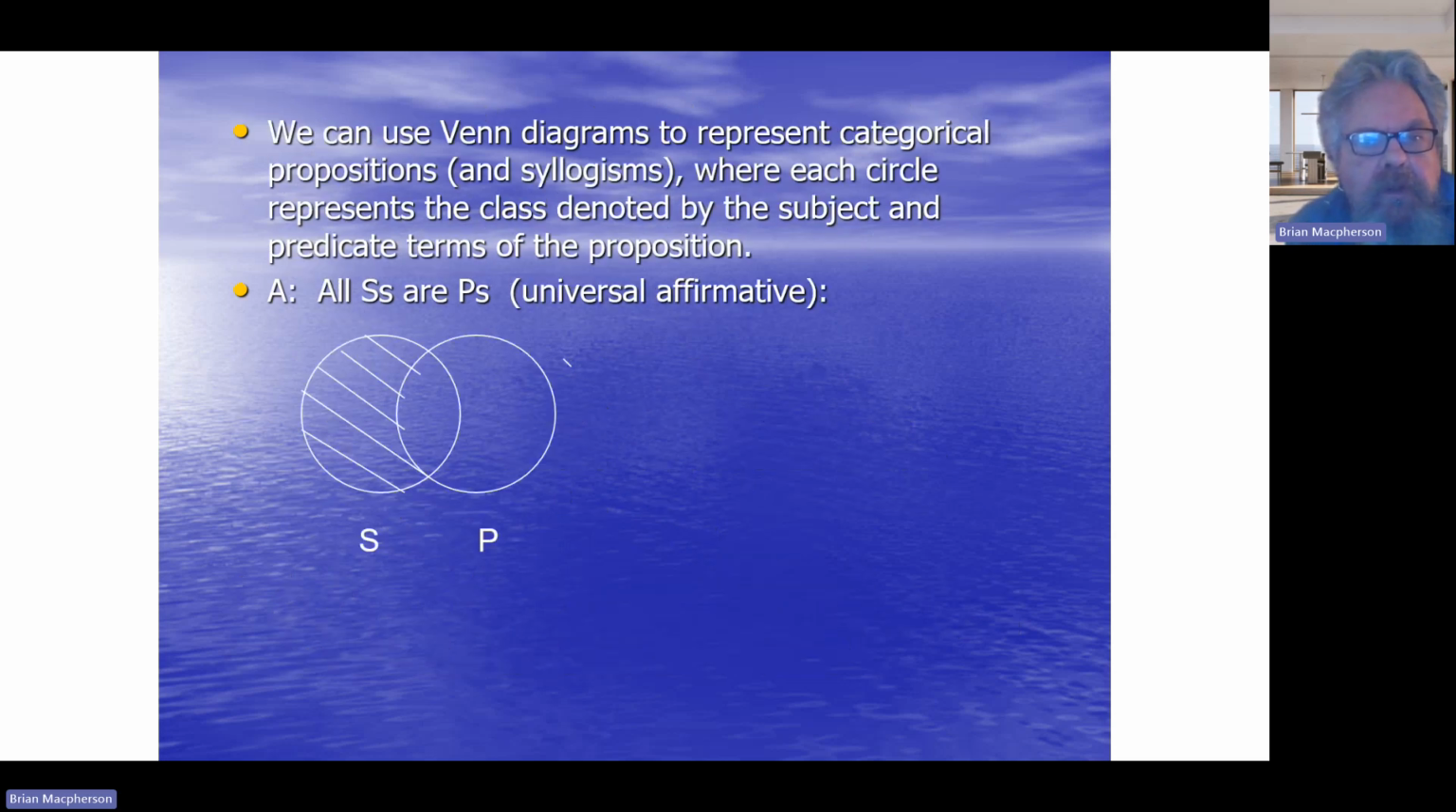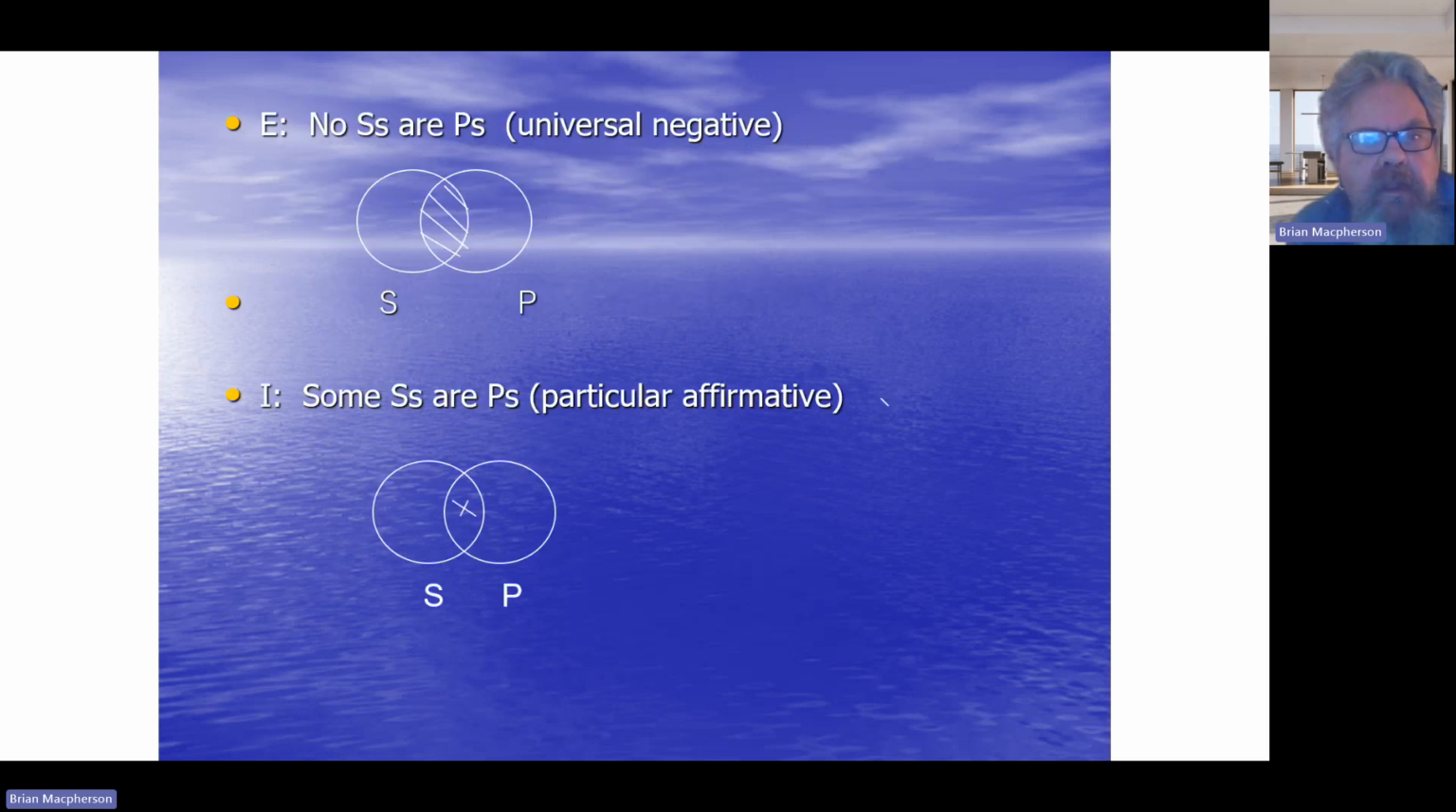And remember, we looked at how to diagram the categorical propositions. So, for example, all S's are P's. You shade in everything in S that doesn't intersect with P, and that says that anything that is an S is also a P. That's how you diagram all S's are P's, the A proposition. Then for the E proposition, no S's are P's, you shade in the area of intersection between S and P, and that tells us that nothing is both an S and a P. That's the universal negative, okay?